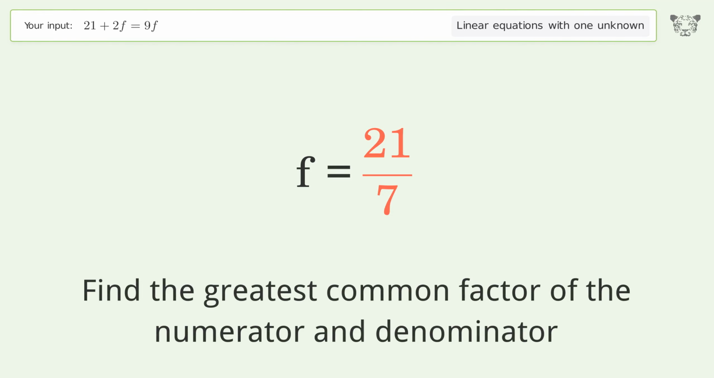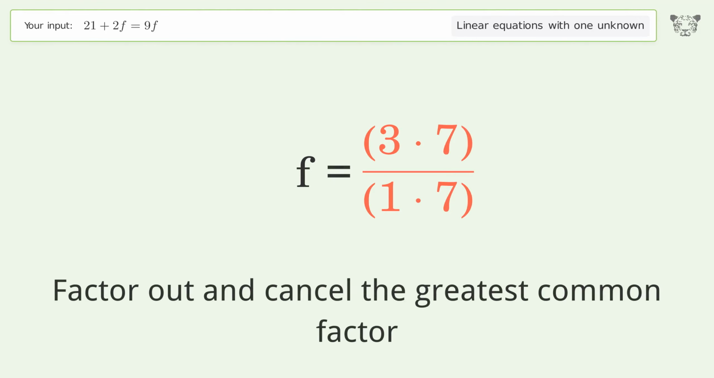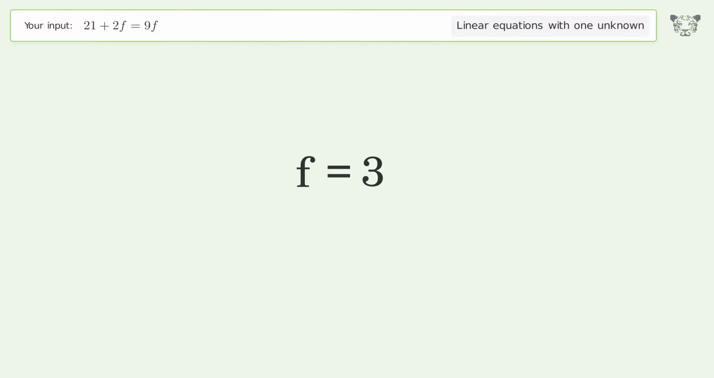Find the greatest common factor of the numerator and denominator. Factor out and cancel the greatest common factor. And so the final result is f equals 3.